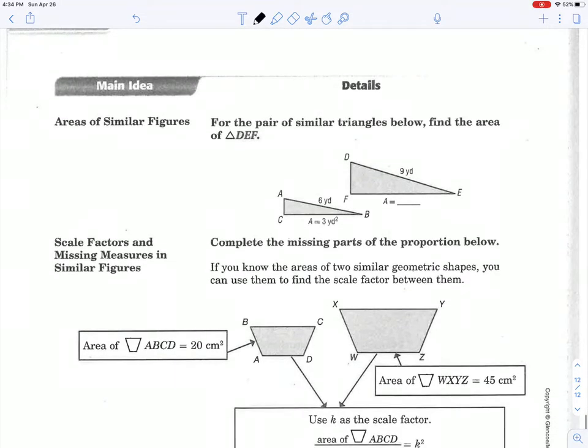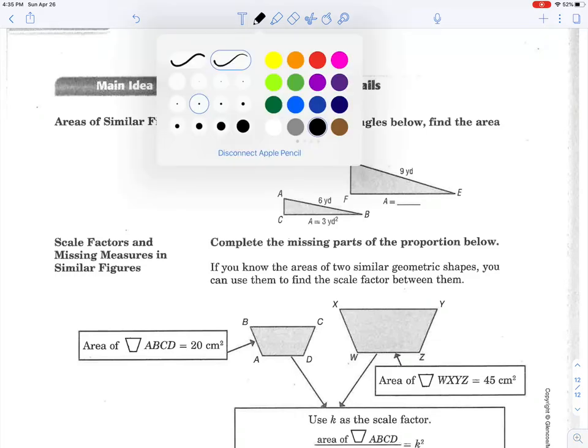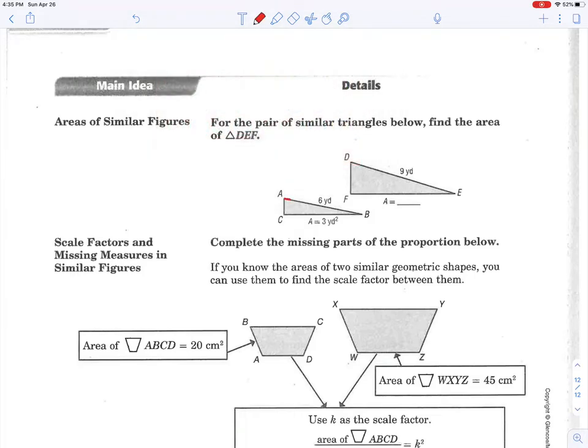So let's get to some examples. Areas of similar figures. So as I stated at the beginning of this lesson, our scale factor is found by putting a ratio between our corresponding sides. So I see that AB and DE correspond to each other. So they tell me that these triangles are similar. That means that I know I can make this ratio. So I can say 6/9 is my K, or my scale factor.